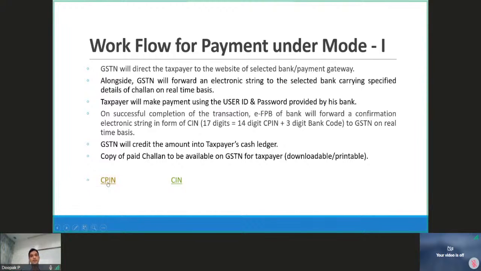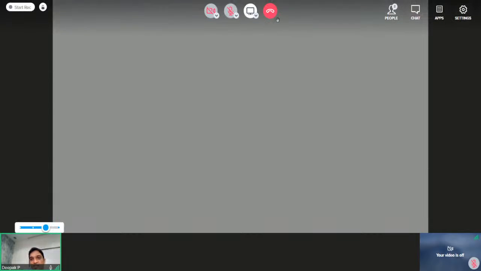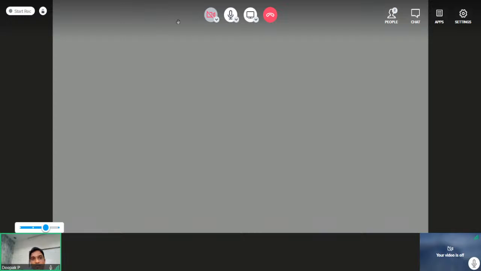Now we'll look at how a CPIN looks. This is how a CPIN looks. The challan is generated on this date. It has an expiry of 15 days. It will have the CPIN number. Screen is not visible. Is it clear now? Okay. So CPIN gets generated. Your GSTN number comes automatically.